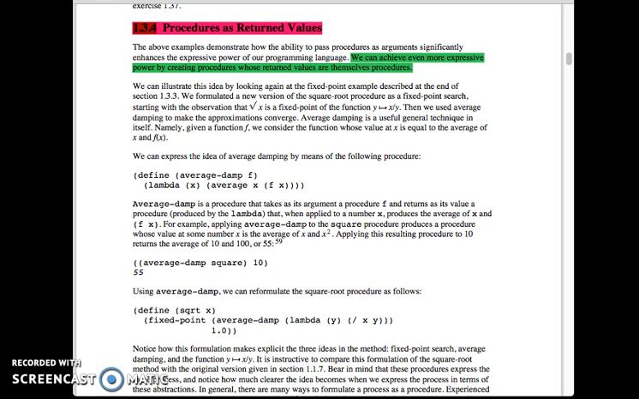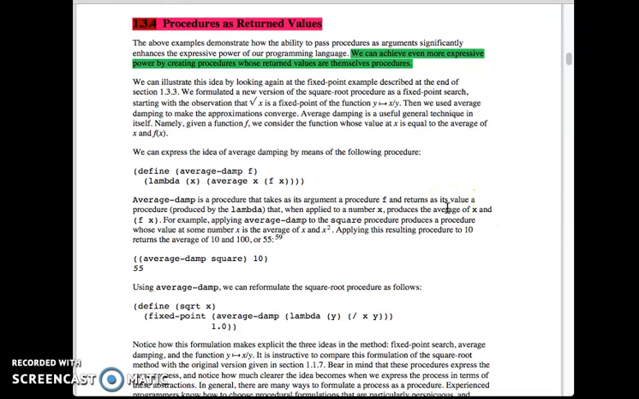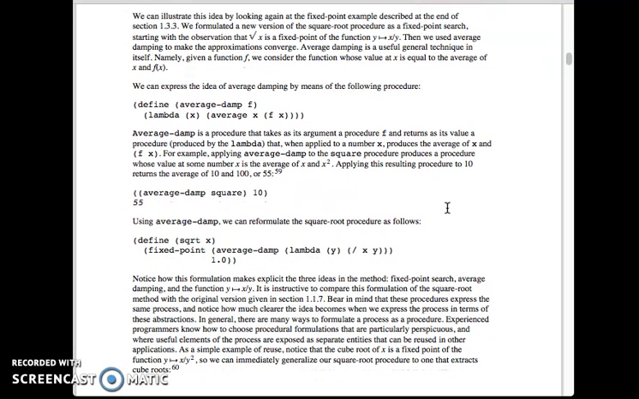The above examples demonstrate how the ability to pass procedures as arguments significantly enhances the expressive power of our programming language. We can achieve even more expressive power by creating procedures whose returned values are themselves procedures. We can illustrate this idea by looking again at the fixed point example described at the end of section 1.3.3.